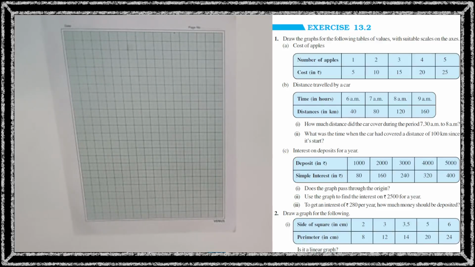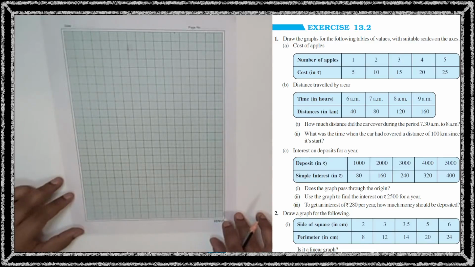In this video, we are going to solve the sums from exercise 13.2 from the chapter Introduction to Graphs from NCERT textbook class 8. In the previous video, we looked at 13.1 which deals with line graph. We tried to understand what we mean by line graph and how to draw a line graph for the given data. Now here in the second exercise, we are looking at a particular case of line graph which is a linear graph. Let's see how it looks like once we solve the sums.